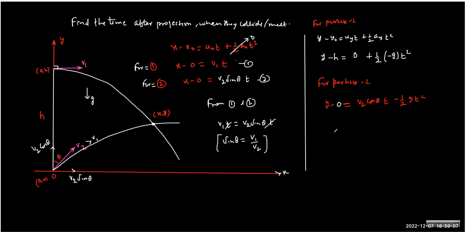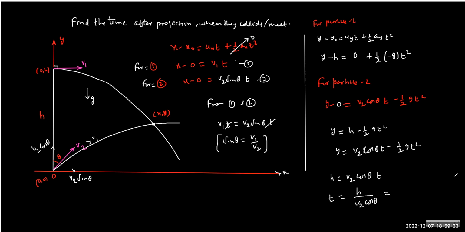So if we equate, what will we get? We'll get y equals h minus half g t square, and y equals also v2 cos theta t minus half g t square. And if you equate it, you get h equals v2 cos theta into t. So t equals h by v2 cos theta. But we know sin theta, we don't know cos theta. How to write cos in terms of sin?